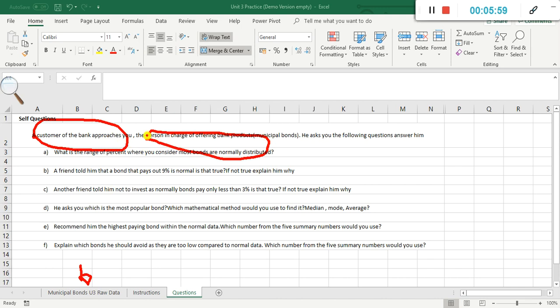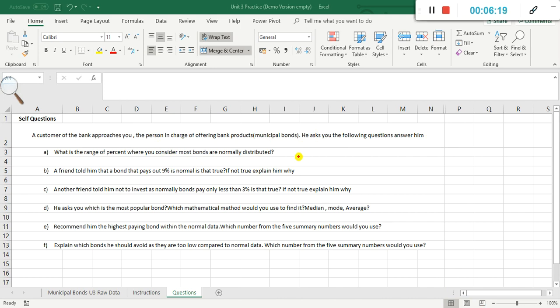In this case, you are the ones who recommend which bond is the best one based on what you have seen. So anyways, he has a couple of questions and you have to answer him based on this data. First of all, it asks what is the range of percent where you consider most bonds are normally distributed.